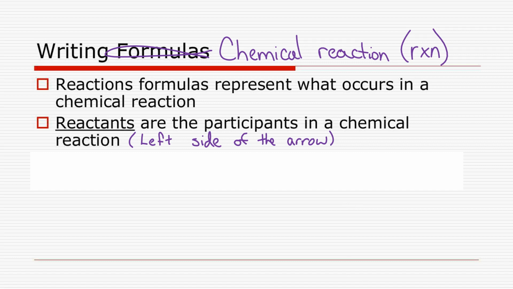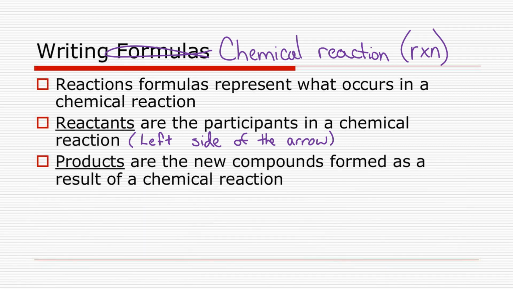All right. And then the other part of a chemical reaction we call the products. And if the reactants are on the left side of the arrow, where do you think the products are found? On the right. All right. And I'm going to start calling the arrow something specific, but I want to define it first. So we'll get there.